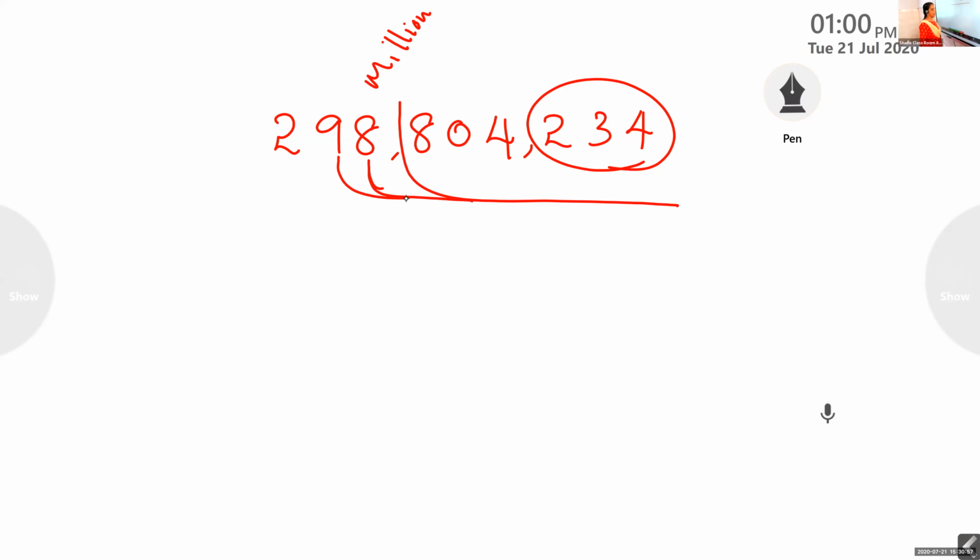8,804,234. And add this 9 also. So how will you read? 98,804,234. Again, when you read with the connecting to. 298,804,234. Okay. If I add one more number here, how will you read that? 6,298,804,234. When you add one to there, how will you read?